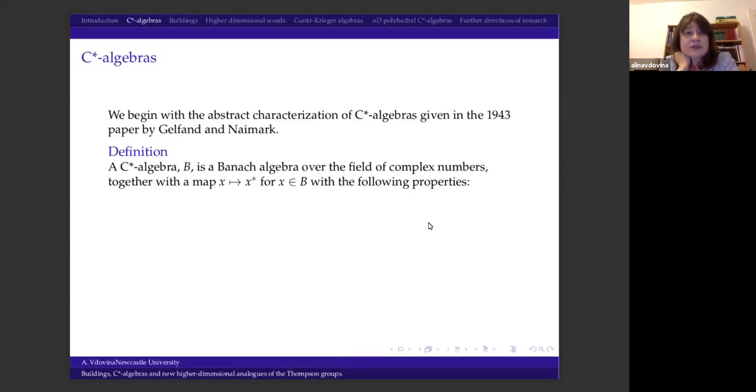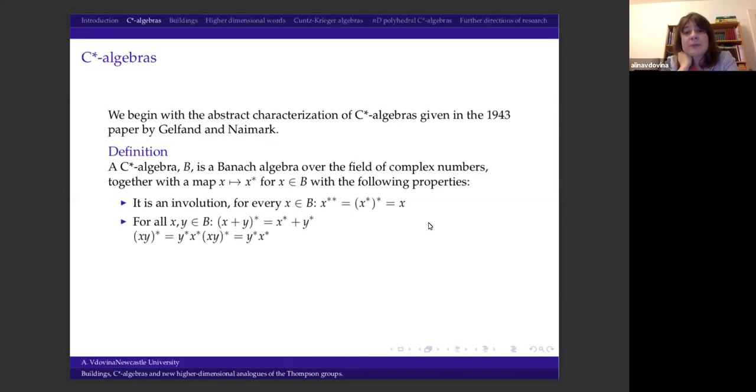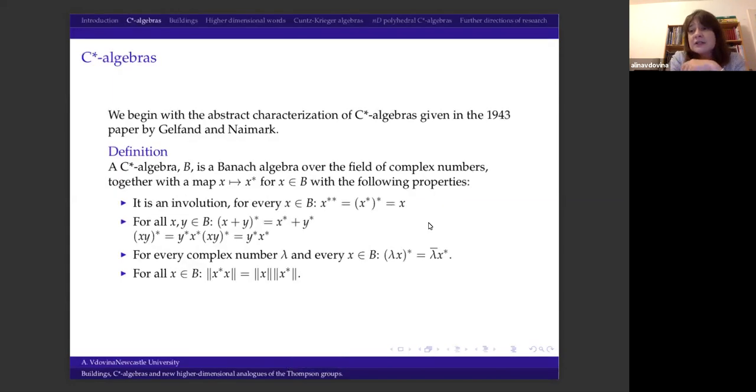Since it's still a geometric group theory seminar, I would like to remind the definition of C-star algebras, which was given in '43 by Gelfand and Neimark. Historically, C-star algebras were appearing in quantum physics, but the first abstract characterization was given by Gelfand and Neimark. So a C-star algebra B is a Banach algebra over the field of complex numbers together with a star map which satisfies the following properties. First, it is an involution: if we apply star twice, we get back the same element.